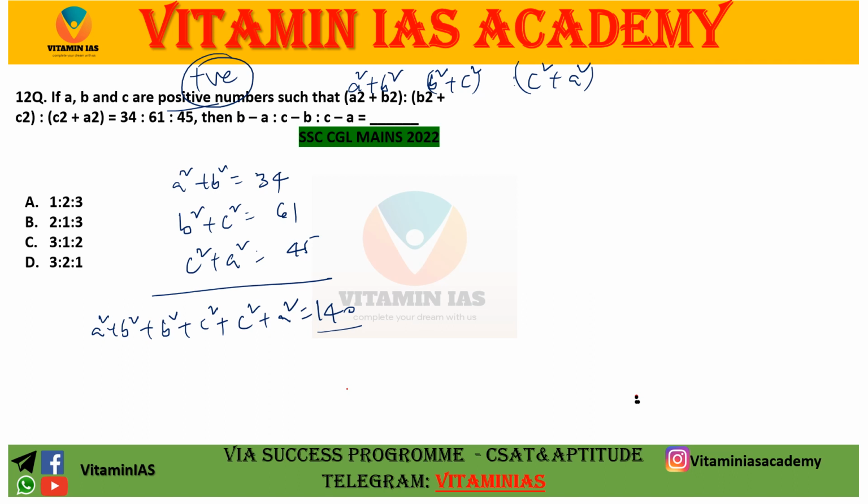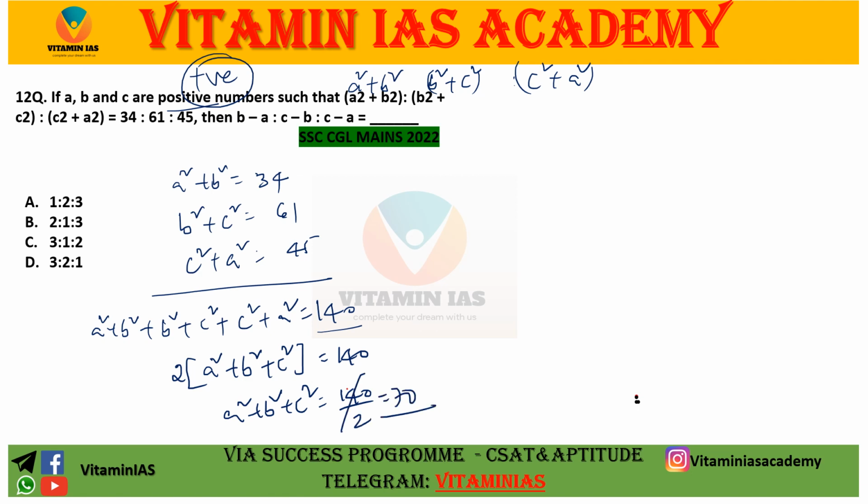And here everything, B square, A square, C square, appears twice. If you take the common factor, then 2 times (A square plus B square plus C square) is equal to 140. Then A square plus B square plus C square is equal to 140 by 2, nothing but 70. You will get it. But what they are asking is B minus A, C minus B, C minus A, which means you need to find the A value, B value, C value, then you can answer this question. So let us find the A value here.